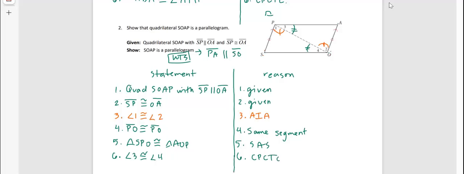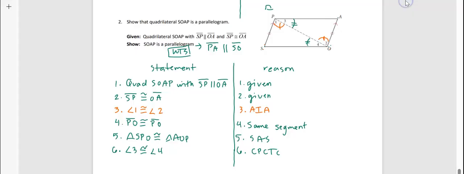Okay, can you see where we're going? So in a couple steps before this, remember I said we can't say 3 is congruent to 4 because we don't have parallel lines, but now we know 3 is congruent to 4 by CPCTC. So what does that imply? That implies that PA is parallel to SO. If my alternate interior angles are congruent, then my lines are parallel. Now, what do I call this? I call this converse of AIA. I can't call it AIA. That says if the lines are parallel, then the angles are congruent. The converse says if the angles are congruent, then the lines are parallel.